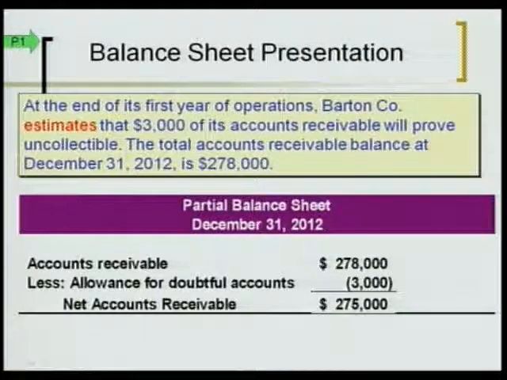What you will have is the accounts receivable of $278,000 less that contra asset account, allowance for doubtful accounts, of $3,000, and that equals your net accounts receivable, or sometimes people call it the book value of accounts receivable. Does that make sense? It's kind of like if you remember chapter 3, we had the cost of the asset less the accumulated depreciation equaled the book value of the asset.